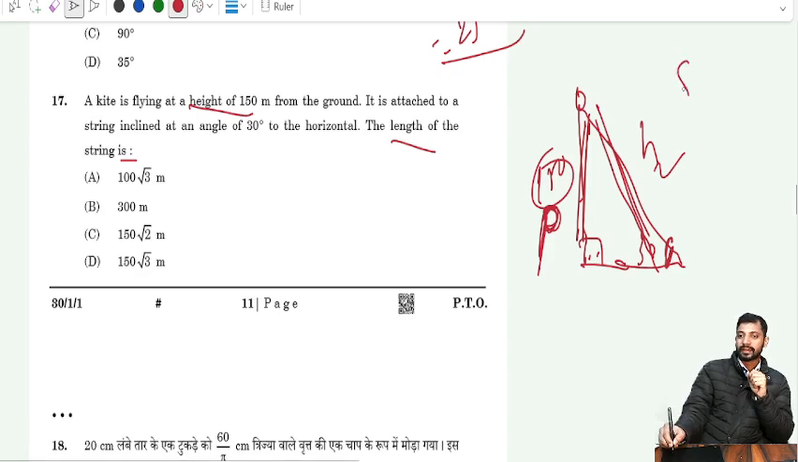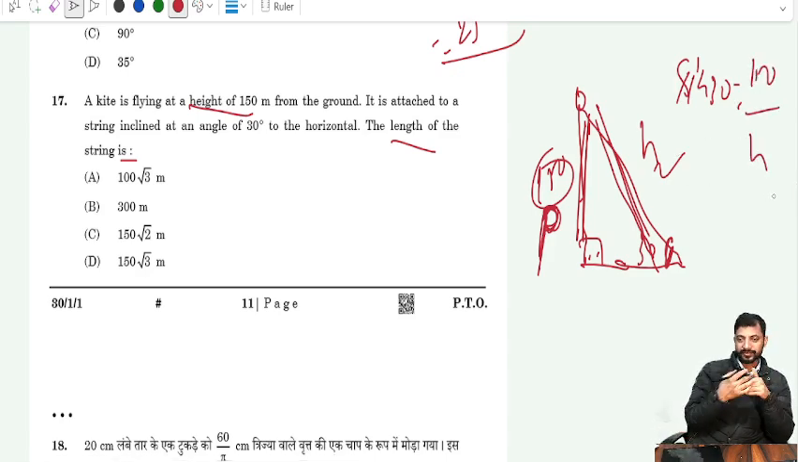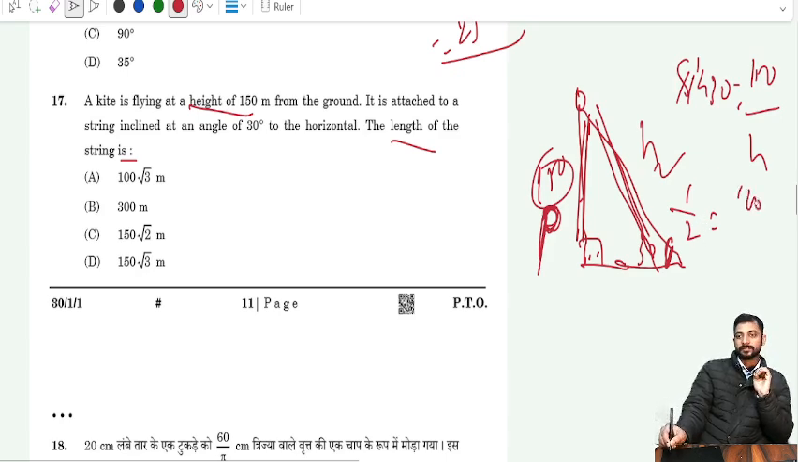So sine theta means sine 30 degrees. P means 150 and H means the length of the string. So sine 30 is equal to 100 by H. We have used in this section that sine 30 is equal to 1 by 2. So 1 by 2 is 100 upon H. Now solve this. This gives you H equal to 2 into 100, which gives you 200. Yes, the answer will be 200.